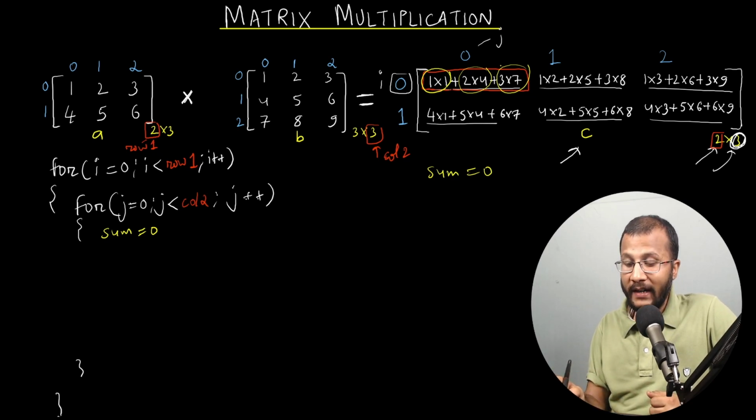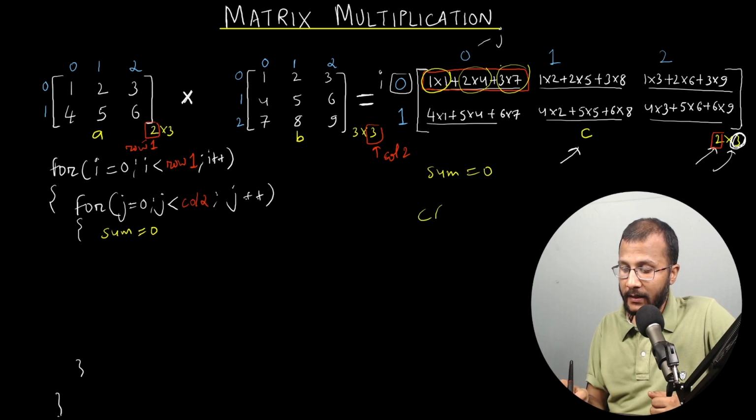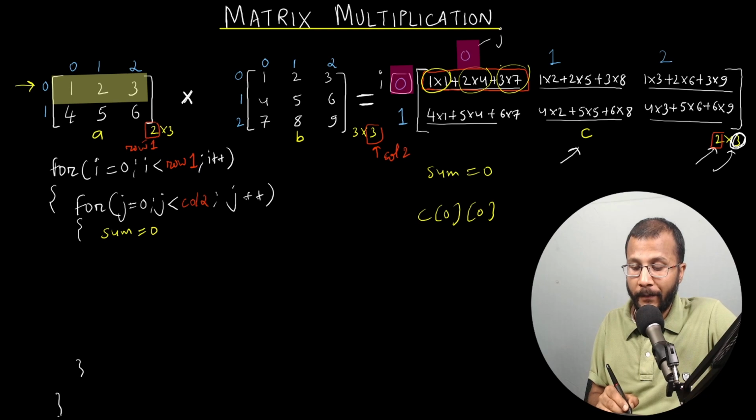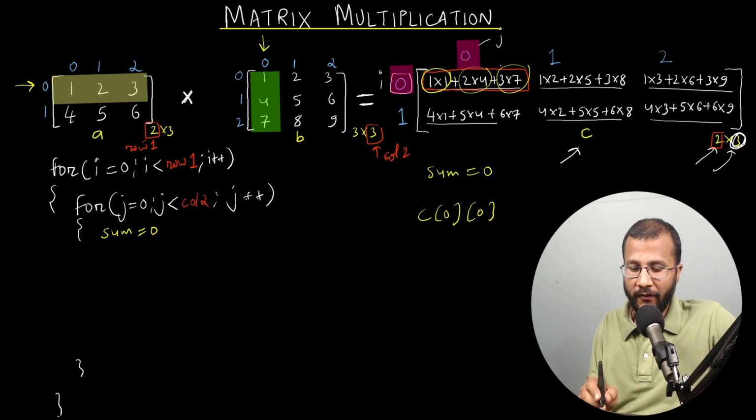Now how did I get this 1 times 1? Whenever I'm trying to get the answer for this particular place, that is C0 0, in that case I'll catch hold of the first row of matrix A and the first column of matrix B, right? The index of the first row of matrix A is i equals 0, and the index of the first column of matrix B is j equals 0. So i equals 0 will catch hold of the first row of matrix A, and j equals 0 will catch hold of the first column of matrix B.